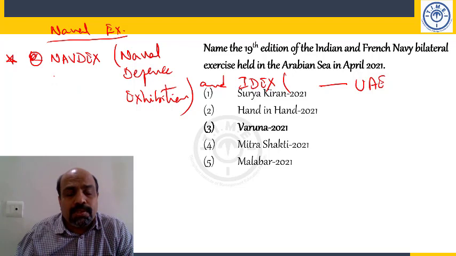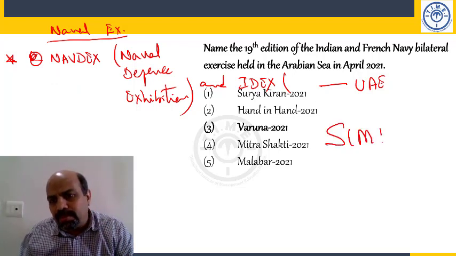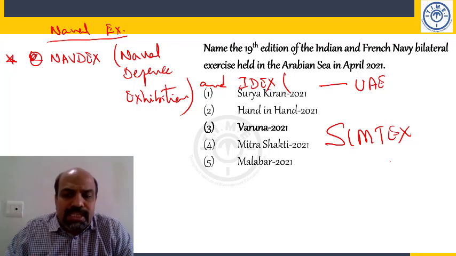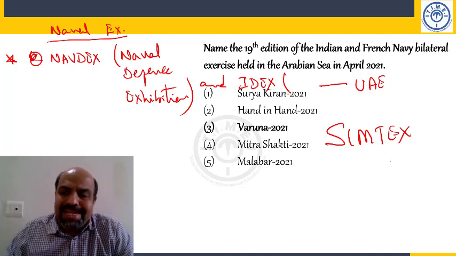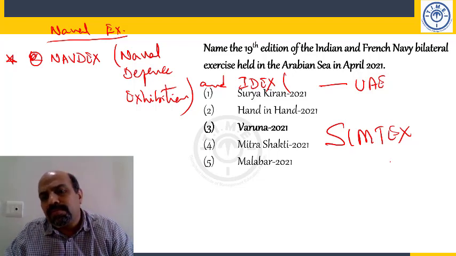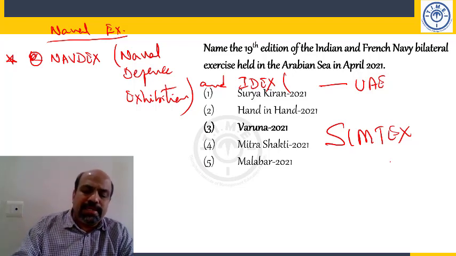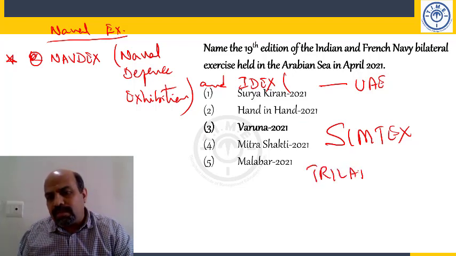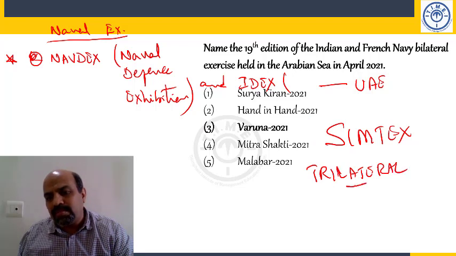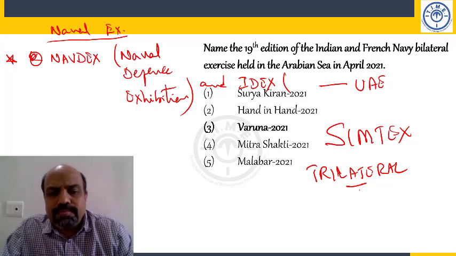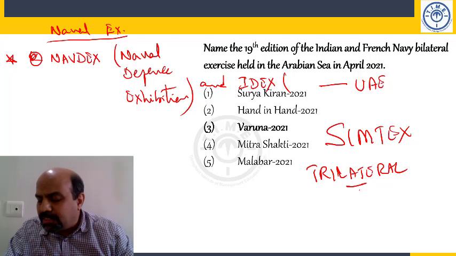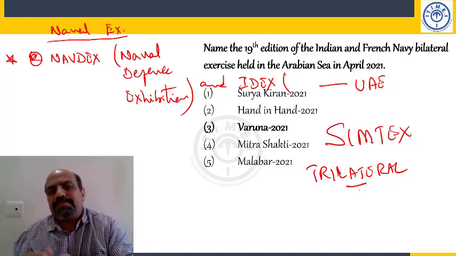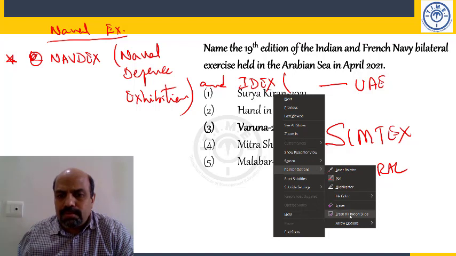Second one, SIMTEX. I'll just write the names here in caps. SIMTEX, Singapore, India, Thailand. Trilateral means three-sided, remember lat means side, tri means three. Trilateral maritime exercise.